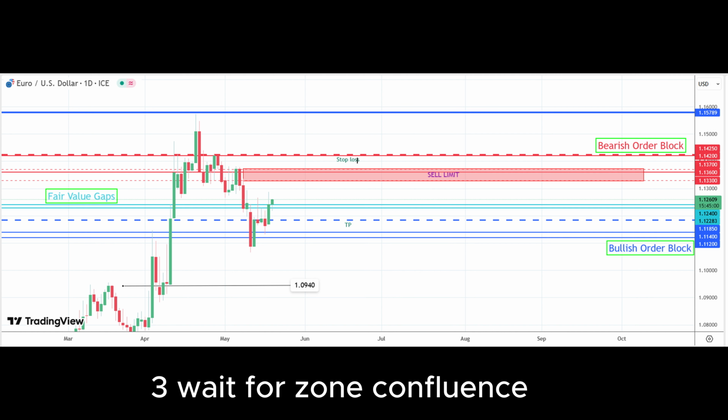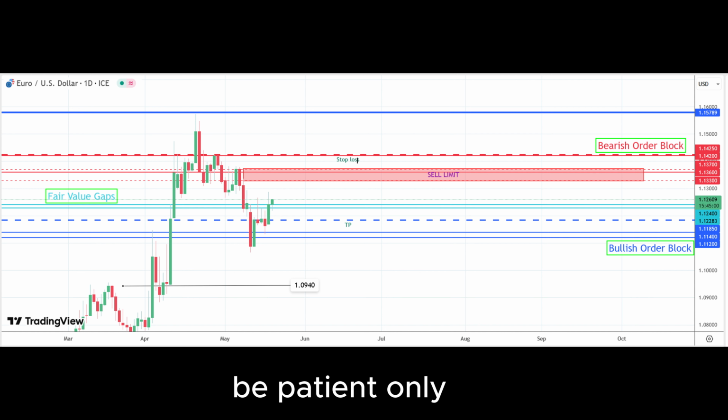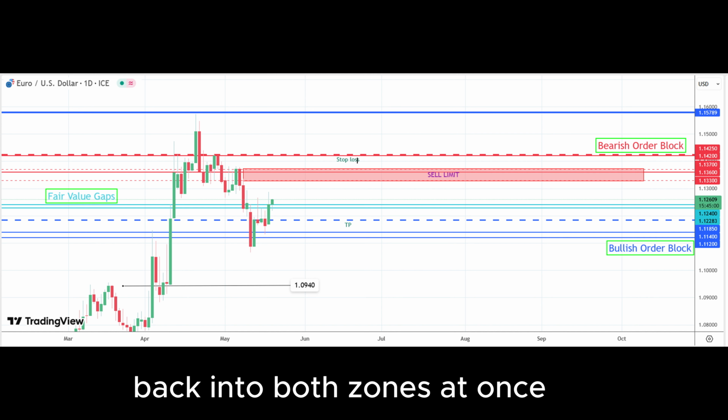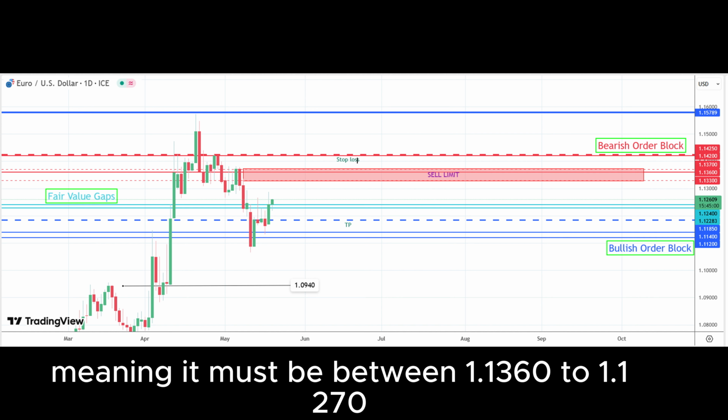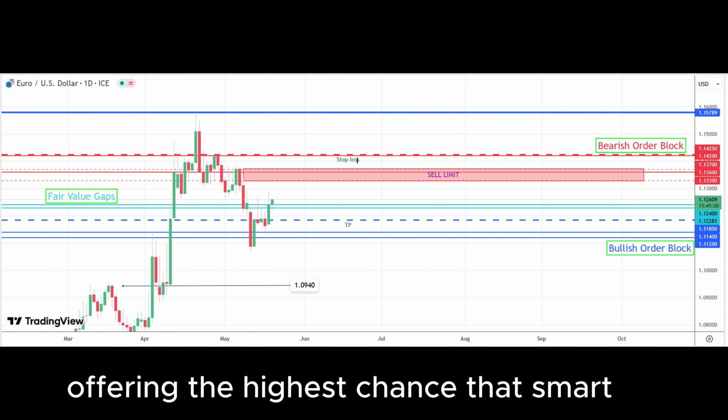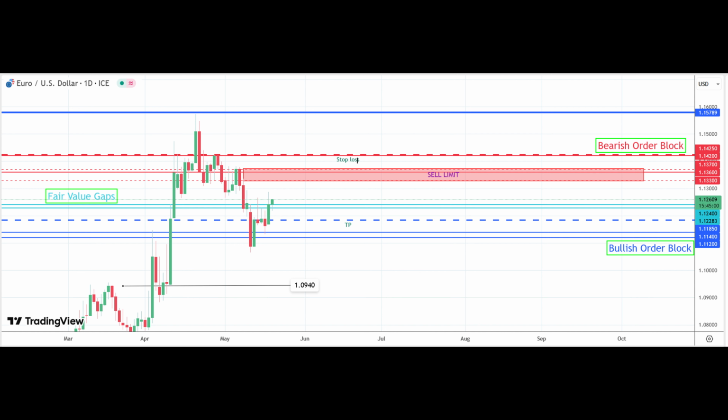3. Wait for zone confluence. Be patient. Only prepare to trade when price climbs back into both zones at once, meaning it must be between 1.1360 to 1.1270. This overlap is your sweet spot, offering the highest chance that smart money will turn price back down.